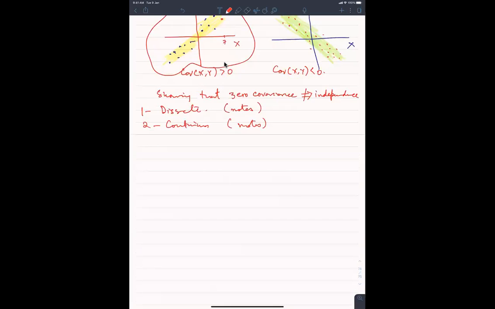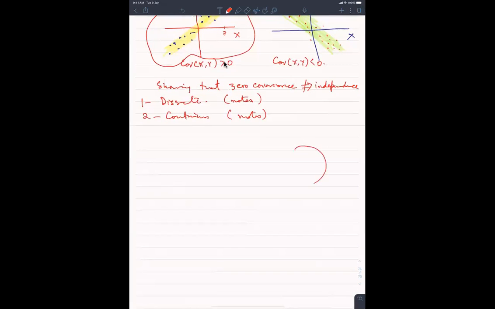Now recall that we did this example of a two-dimensional PDF between x and y.